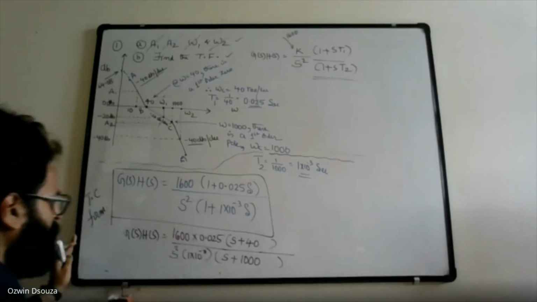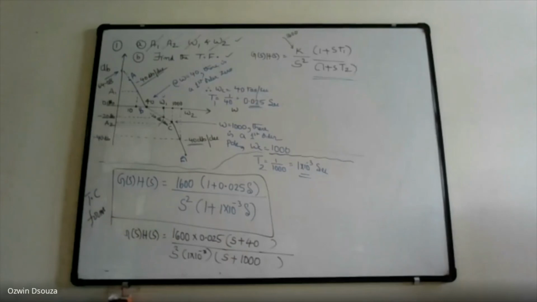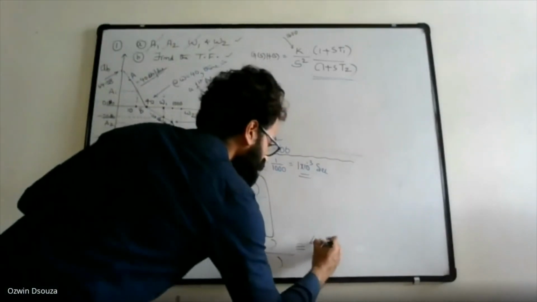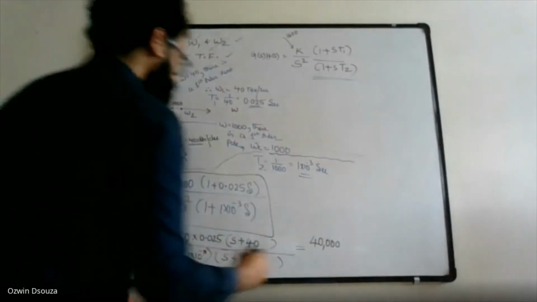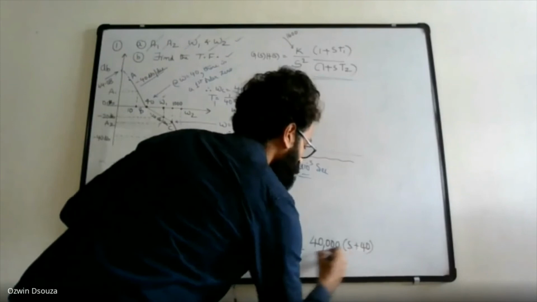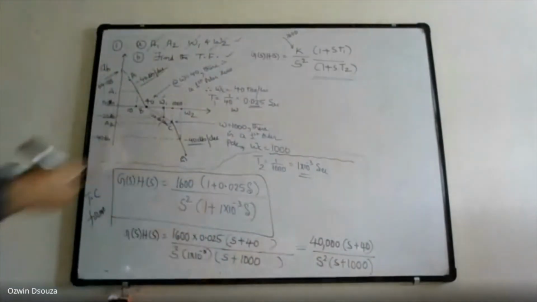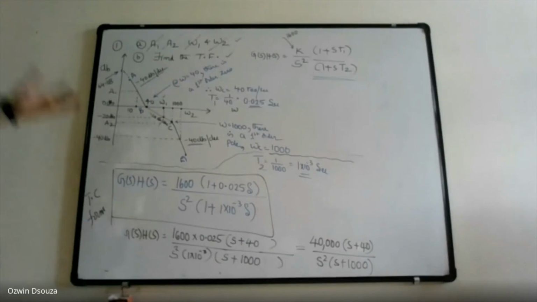And then you can simplify a little. When you simplify, you have 1600 into 0.025 divided by 1 milli, which is around 40,000, right? So in factored form, the transfer function takes the following shape: 40,000 into (s plus 40) divided by s square into (s plus 1000). So this is the transfer function which we extract from the Bode plot.